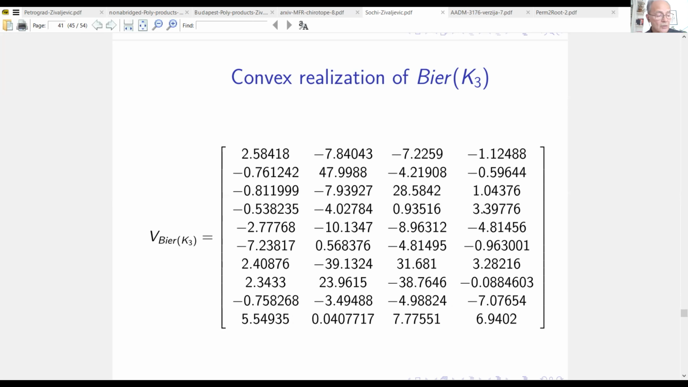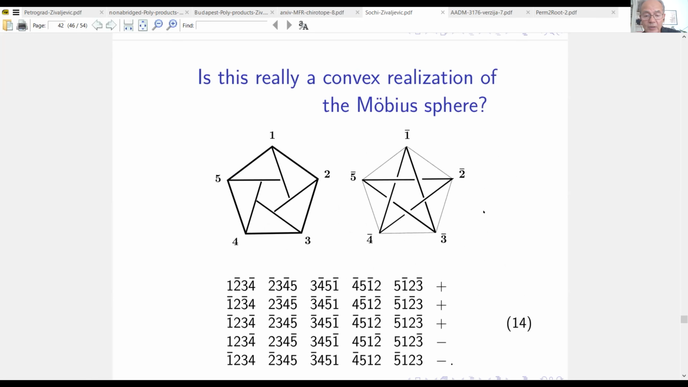At this point, if you ask how can you be sure, we can say, okay, we have a database, go there and use some tests, your favorite test, to show that this is a convex polytope and that the face poset of this convex polytope is precisely the sphere Bier K3. But here, of course, we wanted to be sure ourselves that our algorithm works correctly. So we wanted an independent check that this is really a convex realization of the Möbius-Bier sphere.